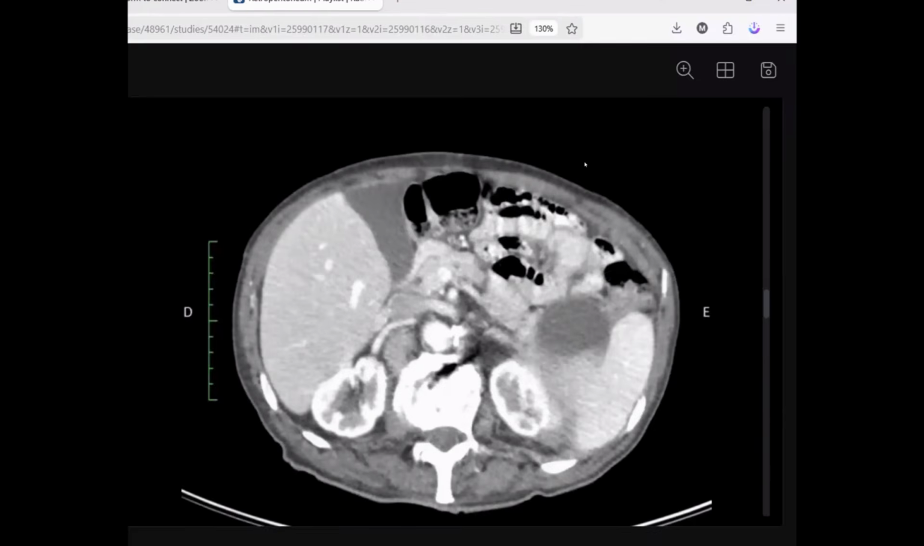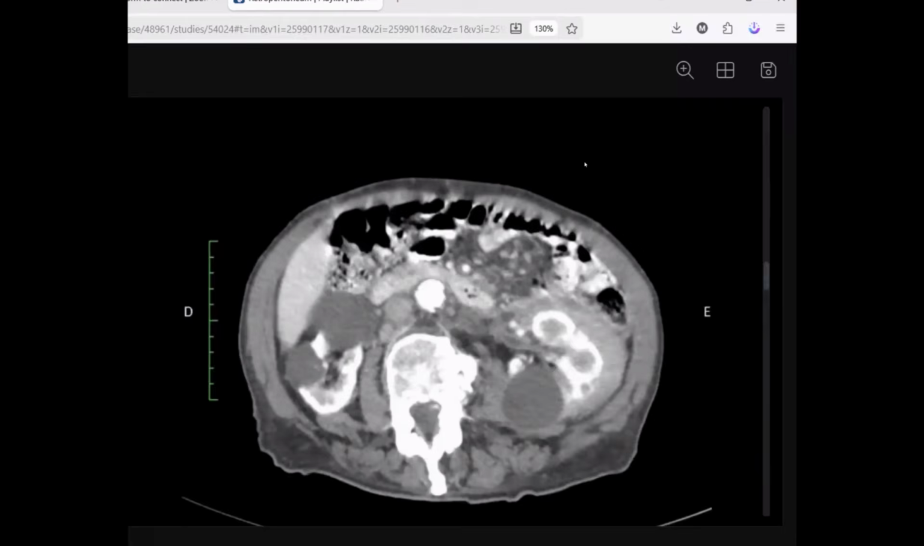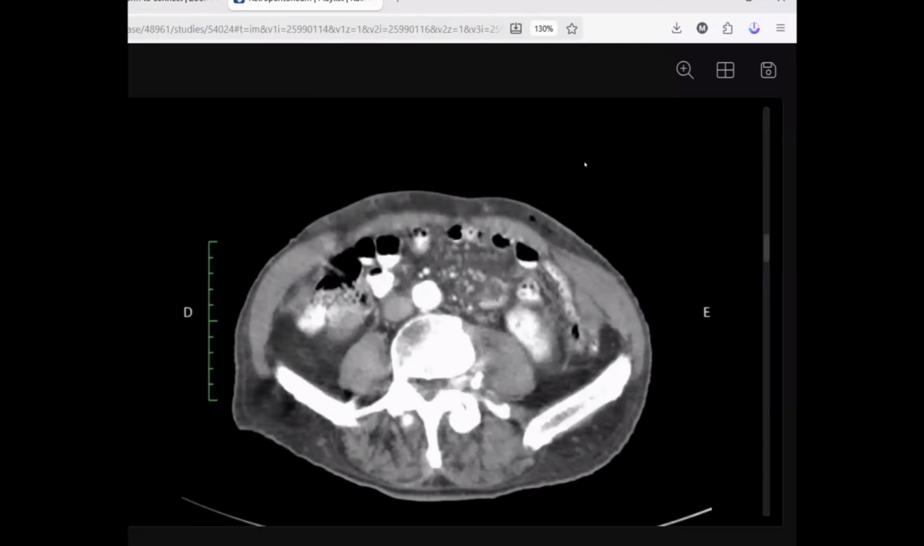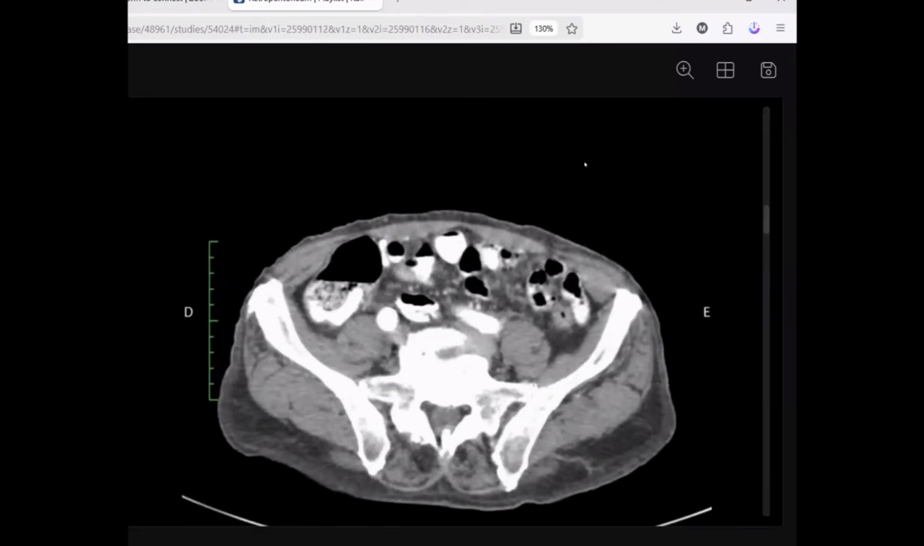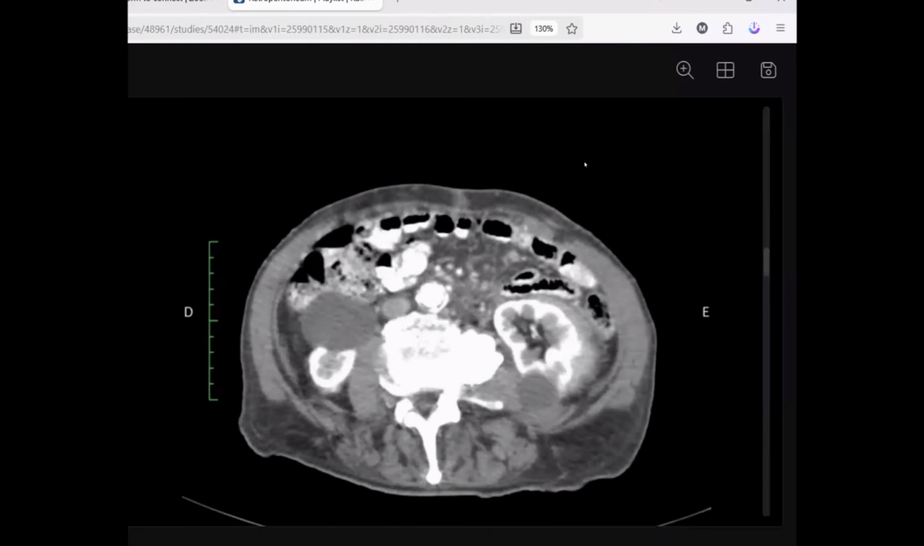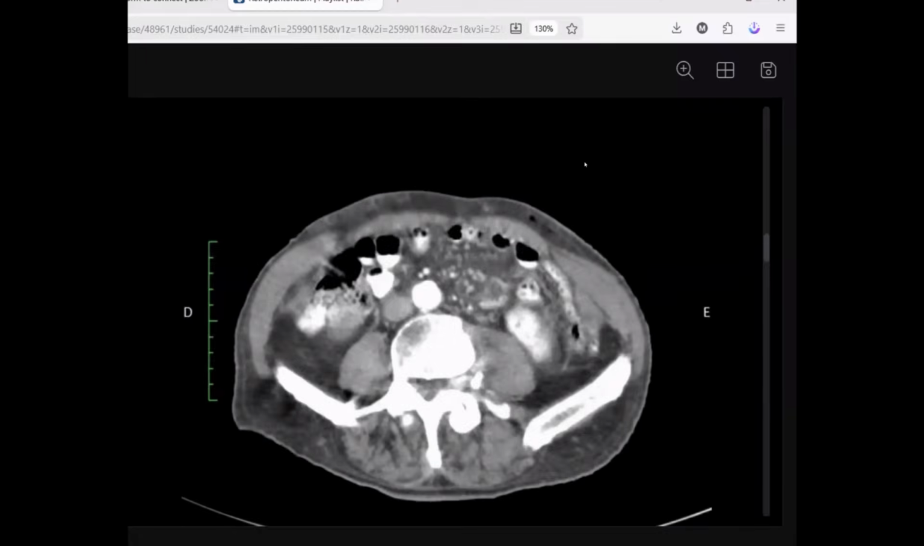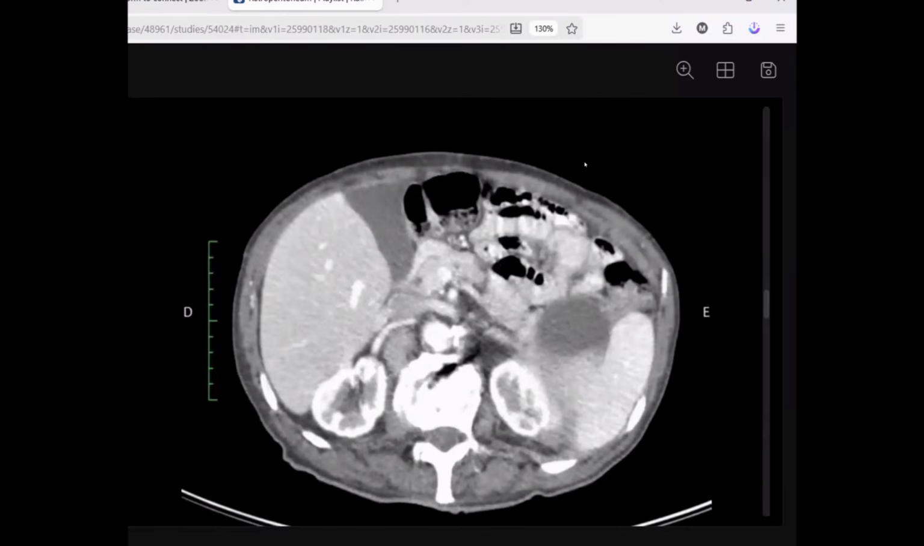Other possibilities could be lymphoma, but that would be low attenuation. Okay, maybe. How can we confirm lymphoma or rule it out? By looking at any other lymph nodes. Yes. Do you have any other lymph nodes? Okay, now I'm looking for any para-aortic lymph nodes.